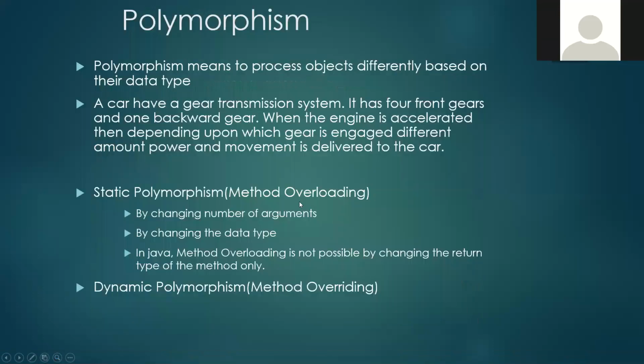Next thing is polymorphism. So what is polymorphism? Polymorphism means to process objects differently based on their data type. I'll give you a real-time example, like a car. It has a gear transmission system and it has 4 front gears and 1 backward gear.